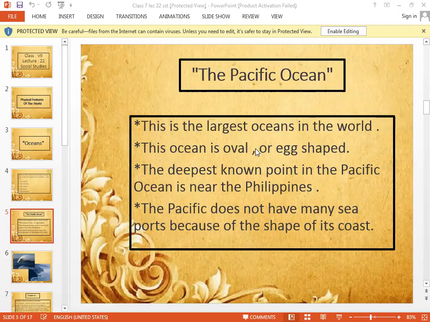So, this is all about the Pacific Ocean, and as I told you, the importance of the ocean, because it is a very important ocean, because it is the largest ocean, and also it is very important because it joins the east and west through the seas, and also it is a very low cost sea route for the transportation of anything.